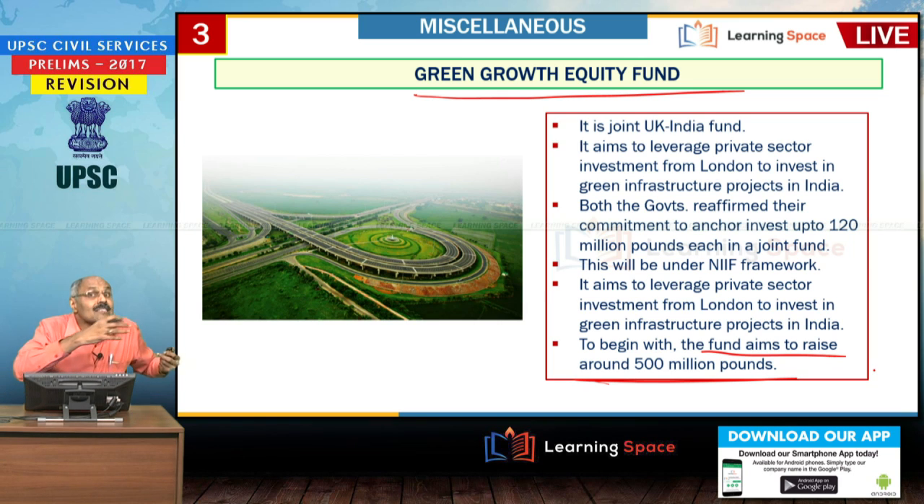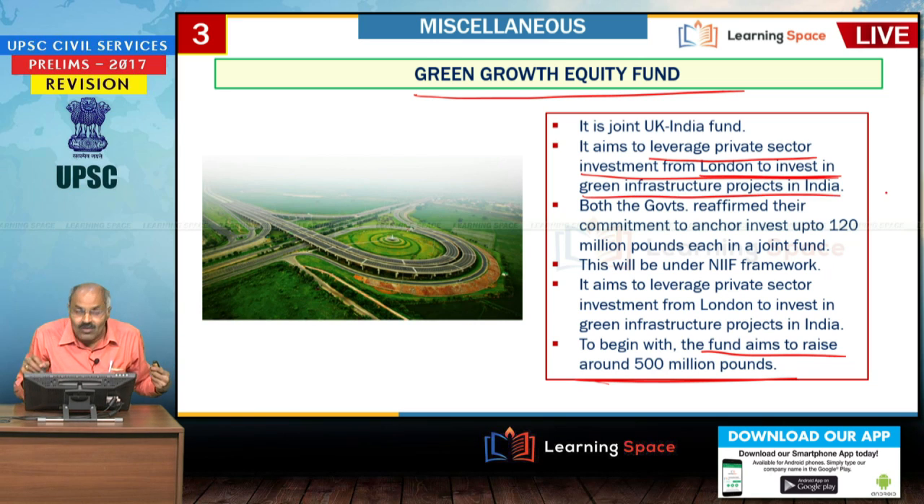By looking at the investments made by these two countries, private investors will come forward, right. So, it aims to leverage private sector investment from London to invest in green infrastructure projects in India. Huge investment is expected from London, and to facilitate that, as a first step, India and UK contributed 120 million pounds each, that is anchor investment.